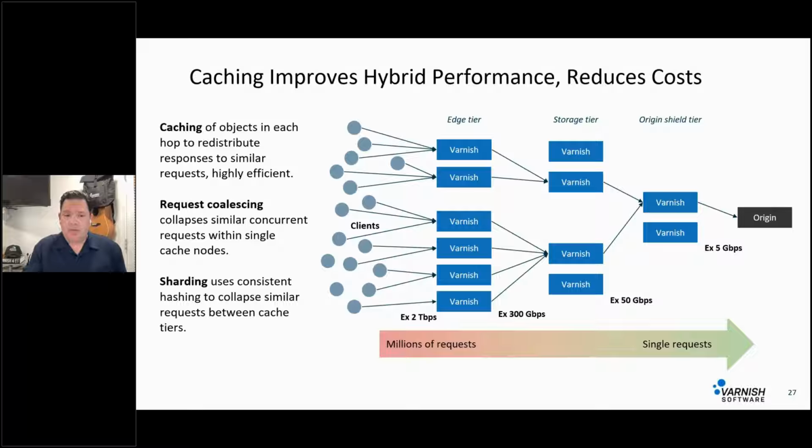And you can see we start at the left hand with millions of requests. I'm looking at the graphic right now. And then it scales all the way down to single requests.